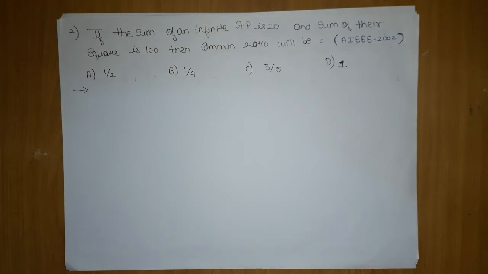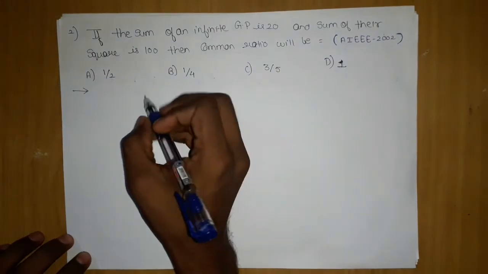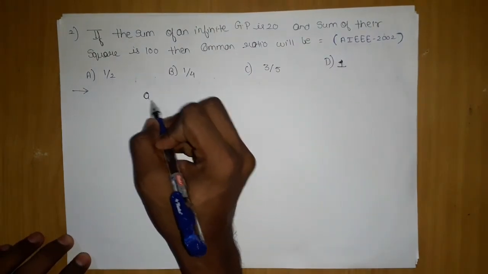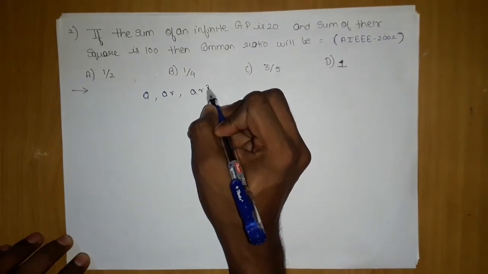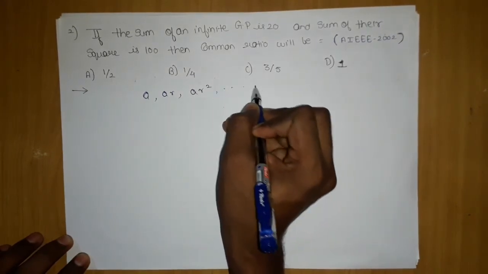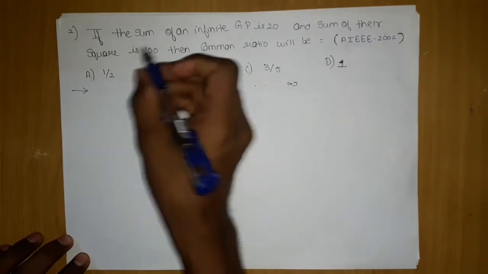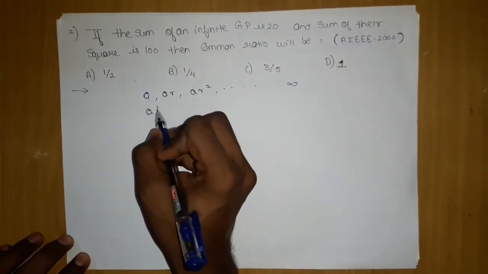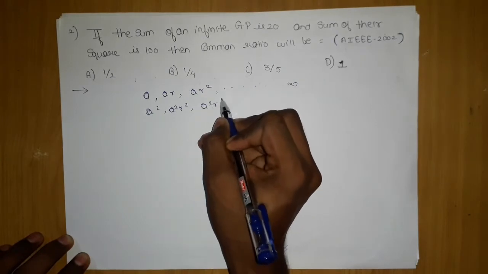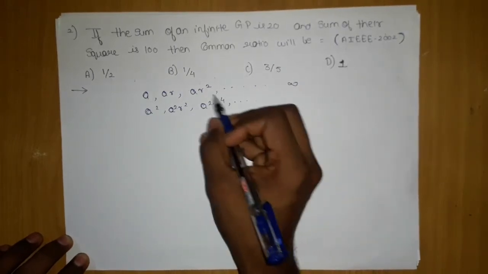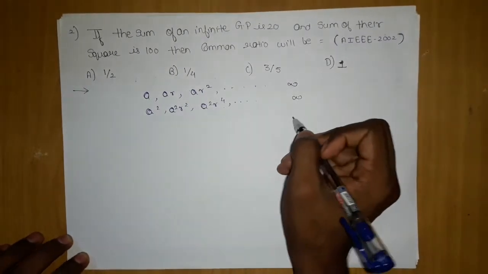So what we are going to do, first they are telling a series, an infinite GP series. So we will consider the series a, ar, ar square and so on till infinity. Now they are telling the square of this, so a square, a square r square, a square r power 4, and so on. It will go on till infinity.